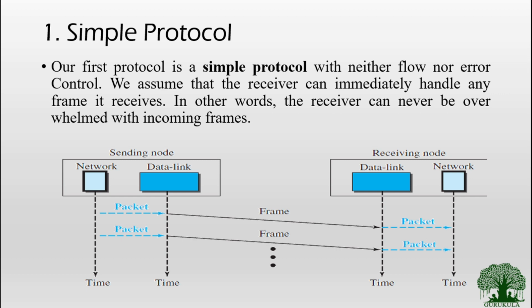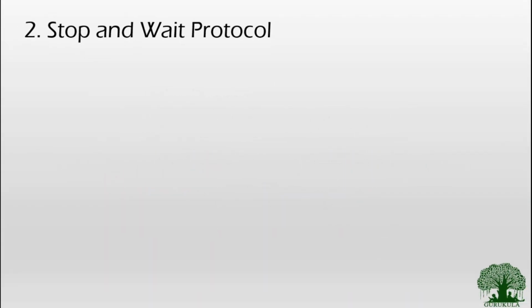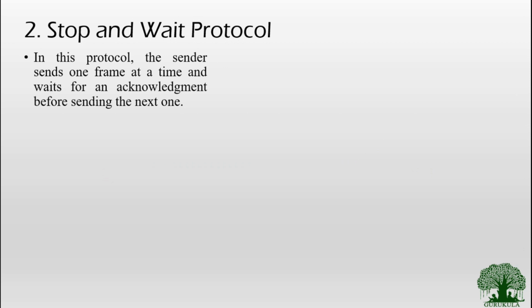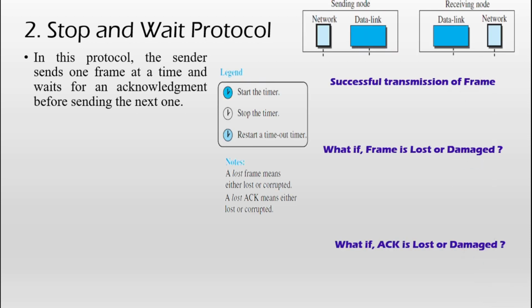So that is why we go for another protocol, which we call the stop and wait protocol. In this protocol, the sender will send one frame at a time, and then it will wait for an acknowledgement from the receiver before sending the next one. You can represent this in the figure shown here.